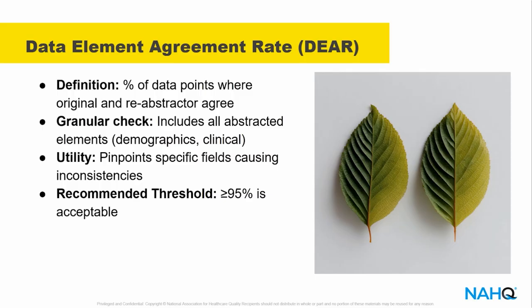Another important thing about DEAR is that it applies across all abstraction and populations, whether we're dealing with a 200-field registry or a 20-field core measure. It can be tracked at the individual abstractor level to gauge performance, or aggregated and trended over time to reveal patterns across your team.